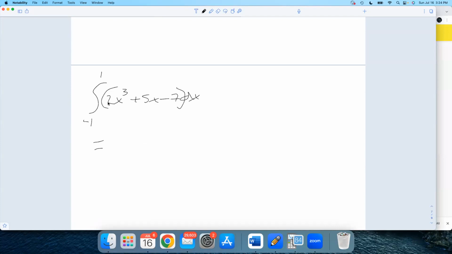So the antiderivative of 2x cubed: that 2 comes along for the ride, x cubed, that power raises by 1, and then you divide by the new exponent. Antiderivative of 5x will be 5x squared over 2. His exponent was 1, goes up by 1 to 2, divide by the new exponent. And then this is the one that's going to get you. The antiderivative of 7 is not 0 or just 7. It would be 7x, evaluated from -1 to 1.